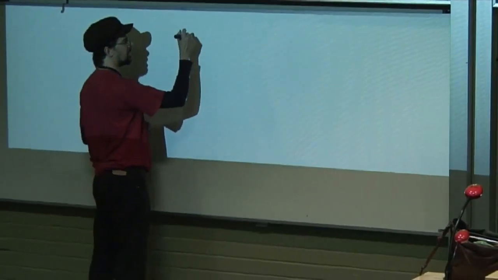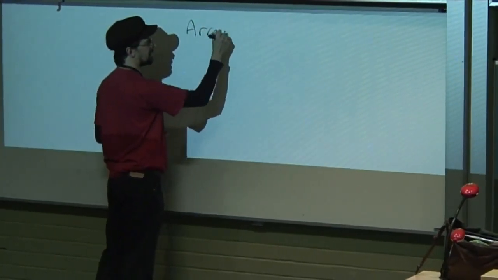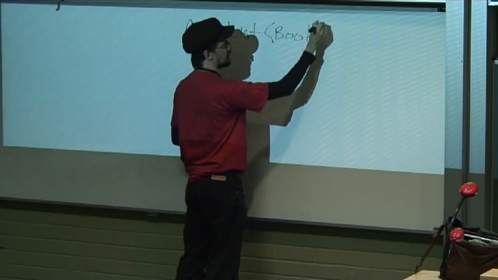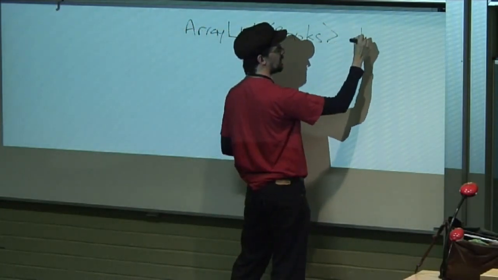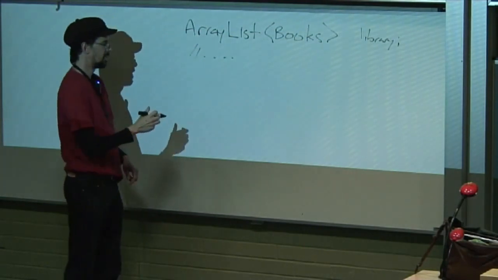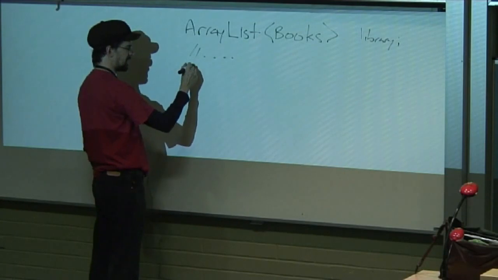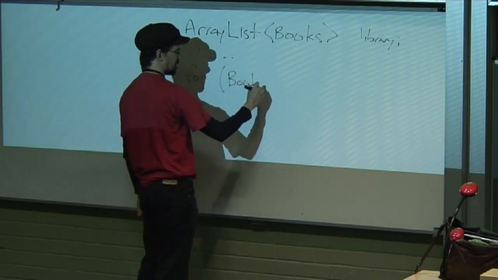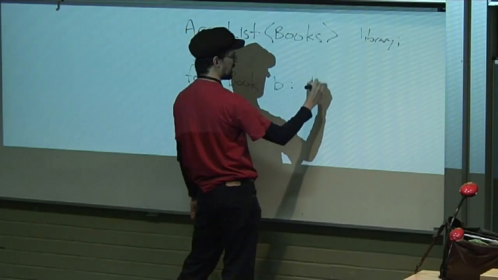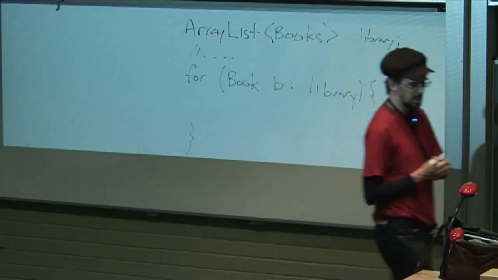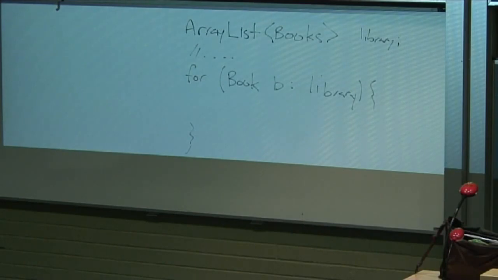Say we have an array list of books, and we'll call that the library. And let's suppose that we've done something here to initialize that. To print out every book on the list, for book B in library. The reason why I'm not typing this is that I'm now going to grab the other pen and draw on this. So, if I found my other pen, yes, here it is.